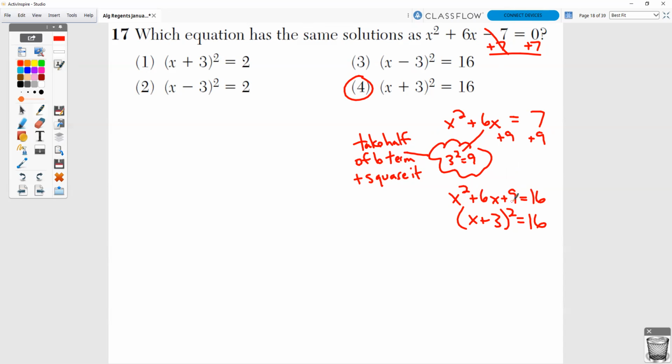So we have this trinomial equals 16. And now you want to factor that trinomial, do reverse FOIL. What times what is 9 that adds up to 6? It's x plus 3 times x plus 3. We write it like this, which is choice number 4.